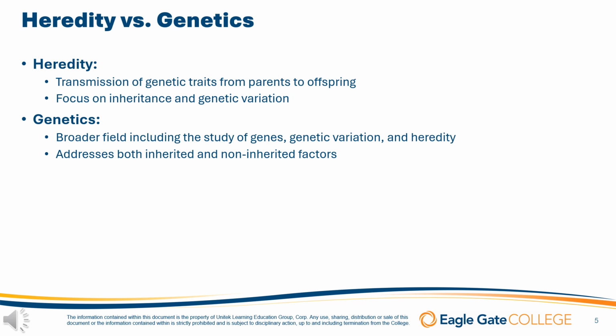So, just to sum it up, heredity is a subset of genetics focused on transmission of traits from parents to offspring, emphasizing inheritance and genetic variation, while genetics, as a broader field, encompasses the study of all aspects of genes, including both inherited traits and how external factors can influence genetic information.